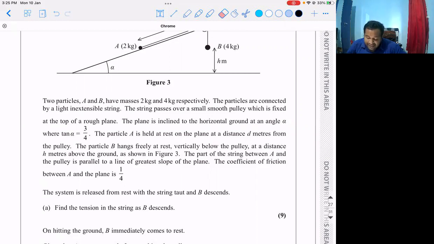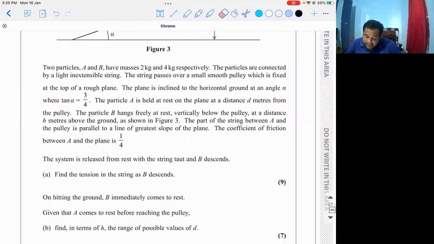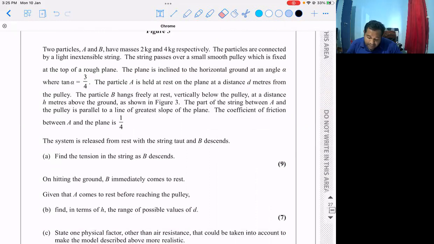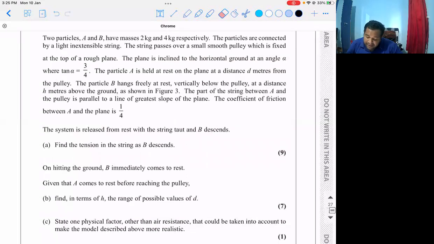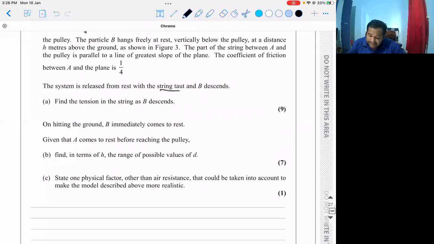The particle B hangs freely at rest vertically below the pulley at a distance h meters above the ground, as shown in the figure. The part of the string between A and the pulley is parallel to the line of greatest slope of the plane. The coefficient of friction between A and the plane is 1/4. The system is released from rest with the string taut. So underline the keyword taut, and B descends. Find the tension in the string as B descends.